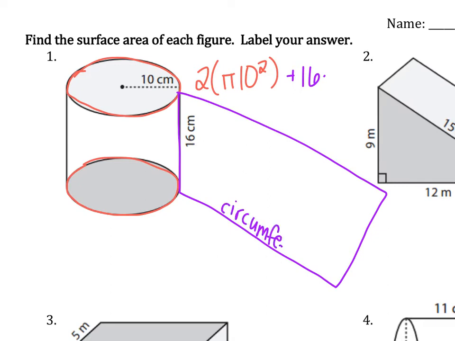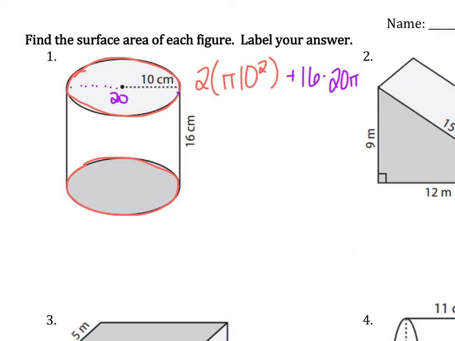Our circumference formula is pi times diameter, and the diameter of this circle would be 20. So the length of that rectangle is going to be pi times 20, or 20 pi. To find the area of that purple rectangle, we would do length times width, or 16 times 20 pi.